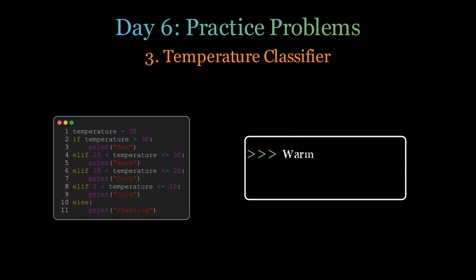At 35 degrees Celsius, the weather is hot. At 25 degrees Celsius, the weather is warm. At 15 degrees Celsius, the weather is cool. At 5 degrees Celsius, the weather is cold. At -5 degrees Celsius, the weather is freezing.